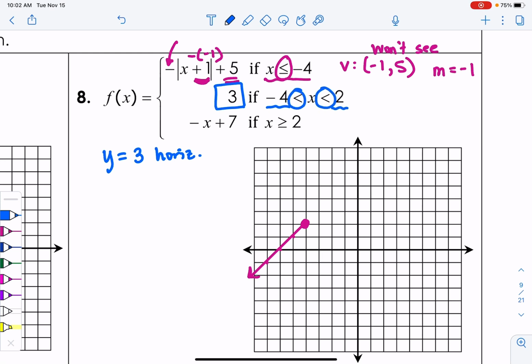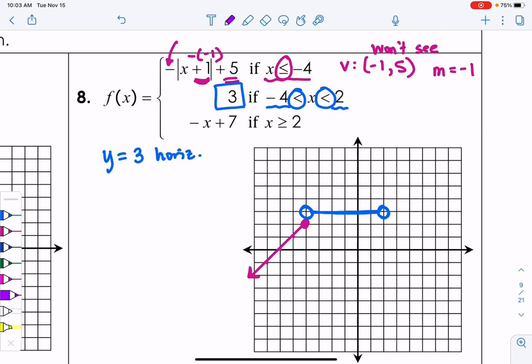So if I have a horizontal line at +3, technically I'd have this whole horizontal line, but it only tells us that we're allowed to start at -4 with an open circle and stop at +2 with an open circle, and all we're allowed to have is what's in between those two, which means I can't show any of the rest of that line. And then my last piece.